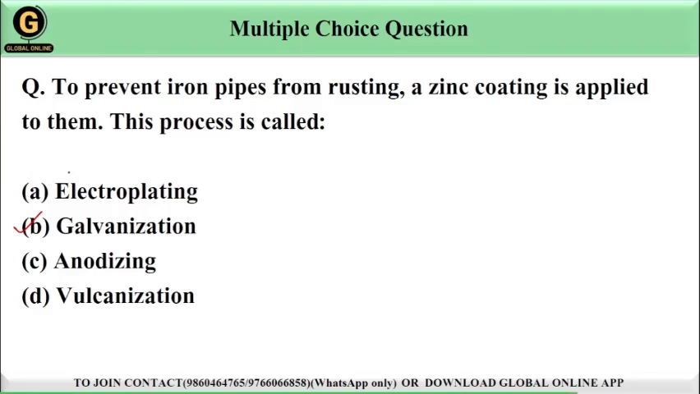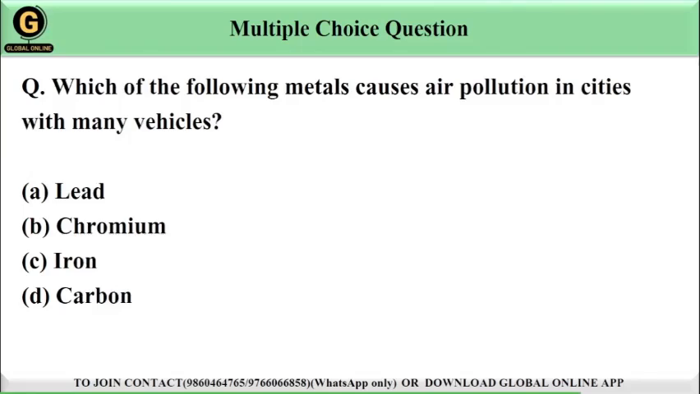Which of the following metals causes air pollution in cities with many vehicles? Options are given. Option A, lead, option B, chromium, option C, iron, and option D, carbon. Guys, the correct answer is going to be option A, lead.